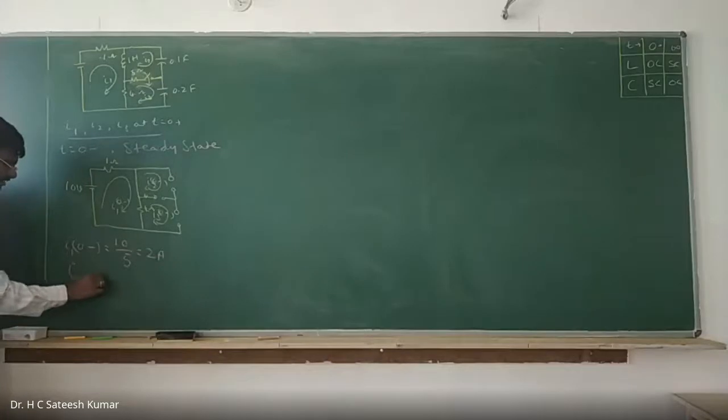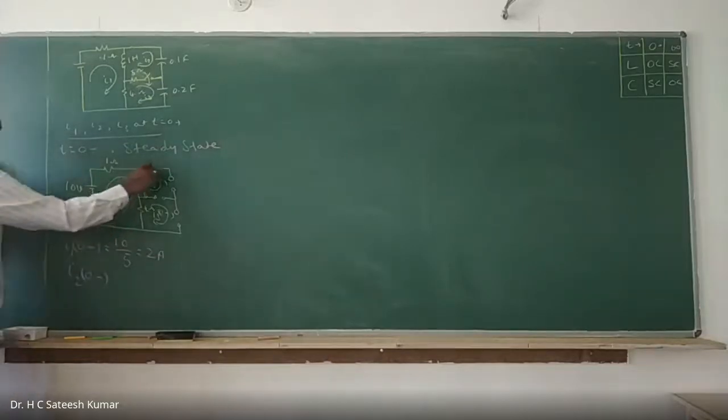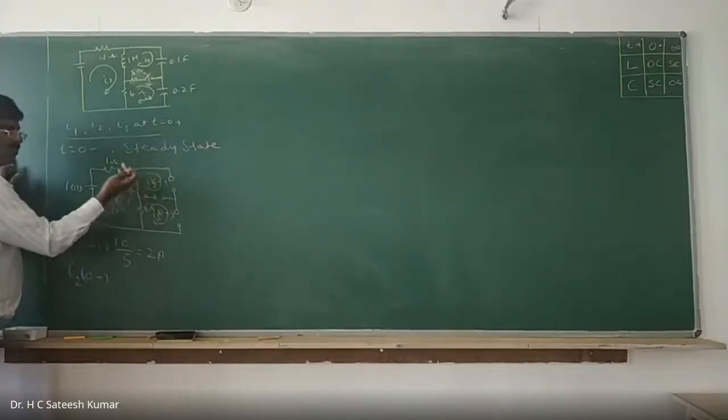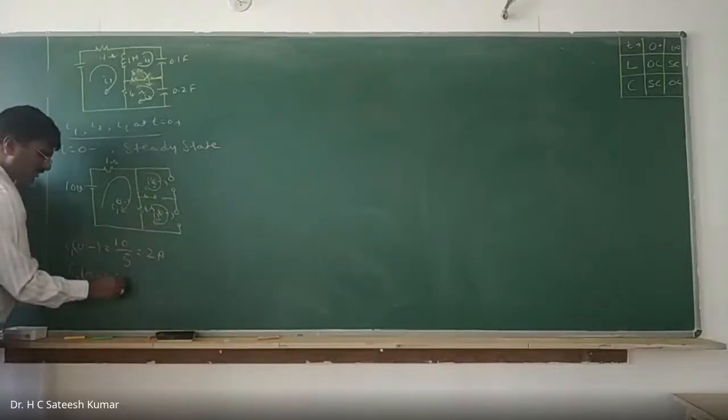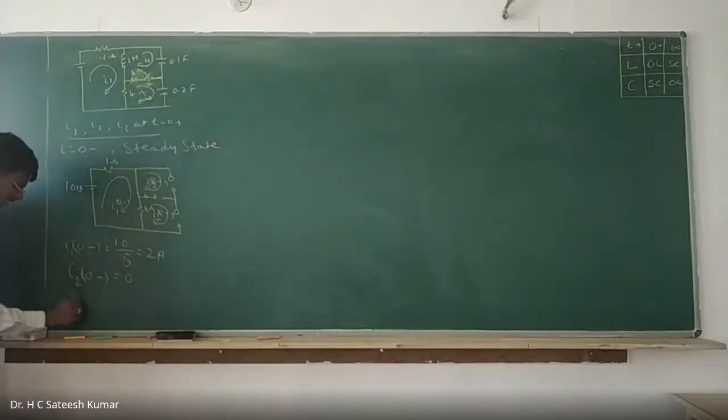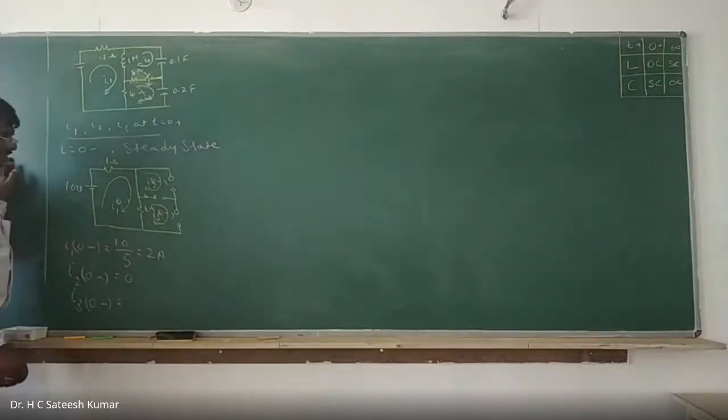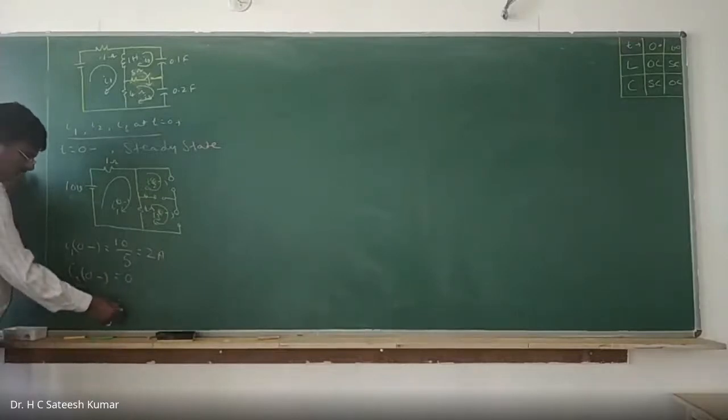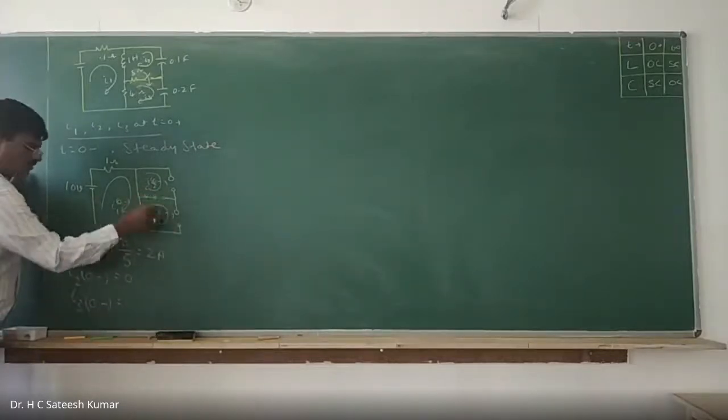I2 0 minus is what? This current. But this is also open, this is also open. No current will flow, therefore it will be 0. And I3 0 minus is equal to what? That is also open, this is also open, this is also 0, you will get it.